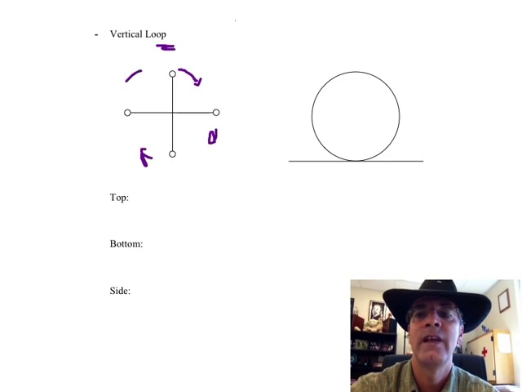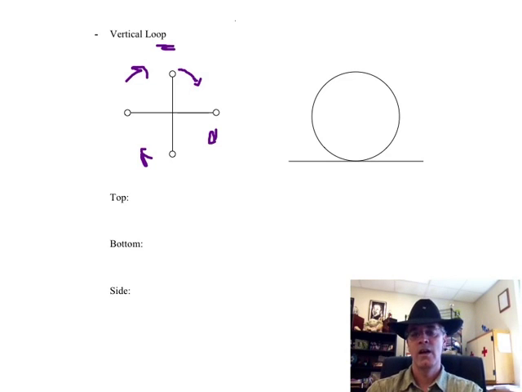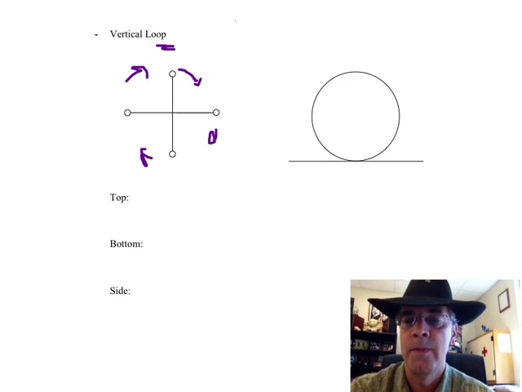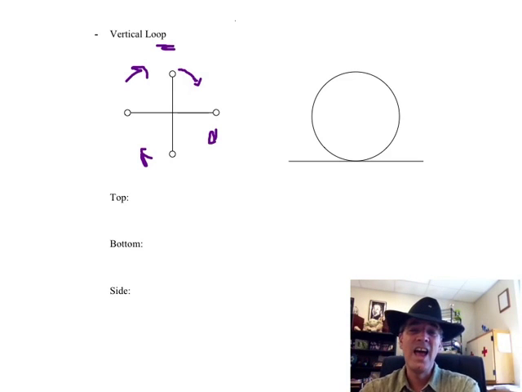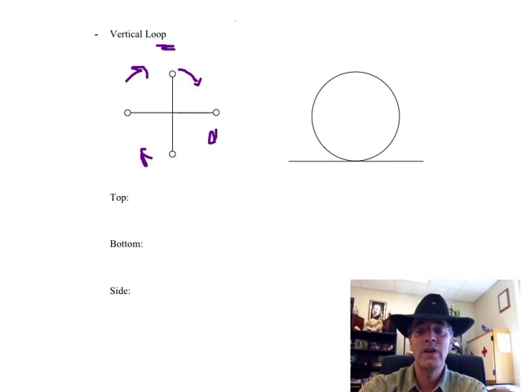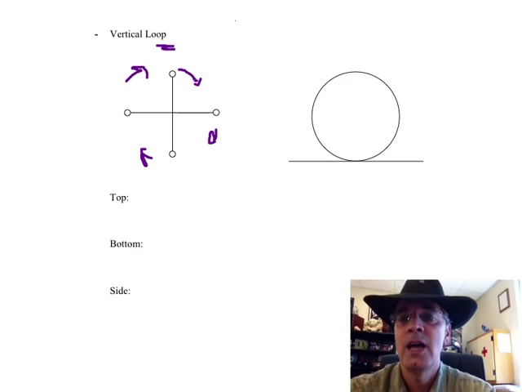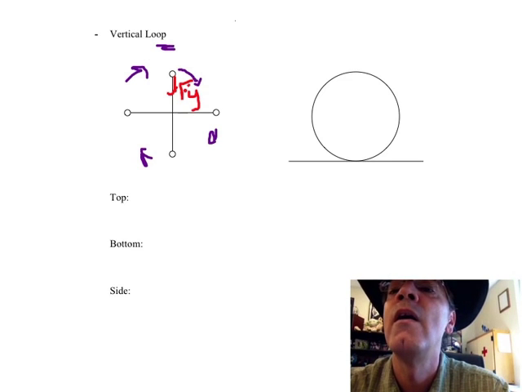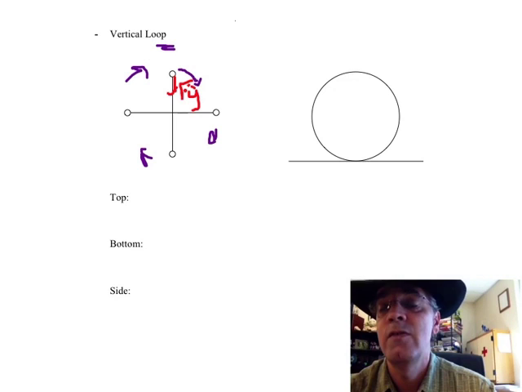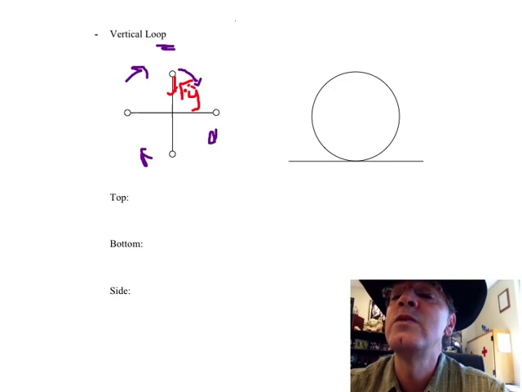I don't normally write velocities on there, but otherwise it's hard to figure out what's going on in the problem. Since I'm doing something else, I'm also going to change my color. On every force problem that I do, I have to find all the forces on it. And this one I'm finding in three different places: at the top, the bottom, and down the sides. At the top, I know that there's one force, that would be gravity, F-G, and it's going straight down.